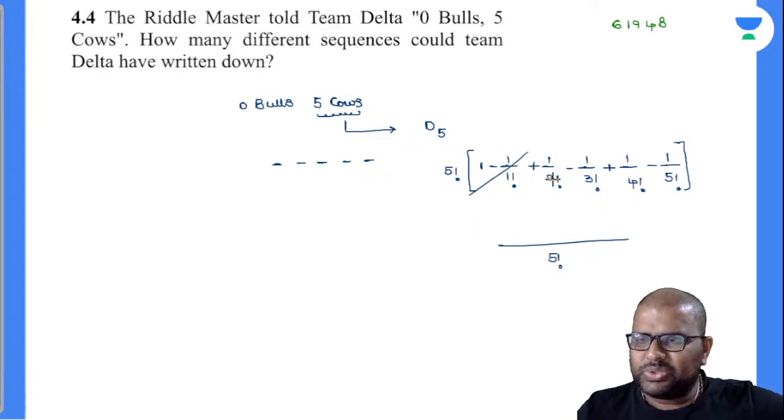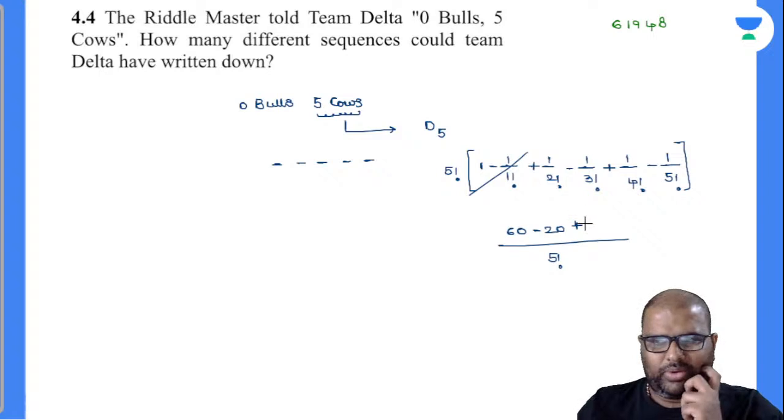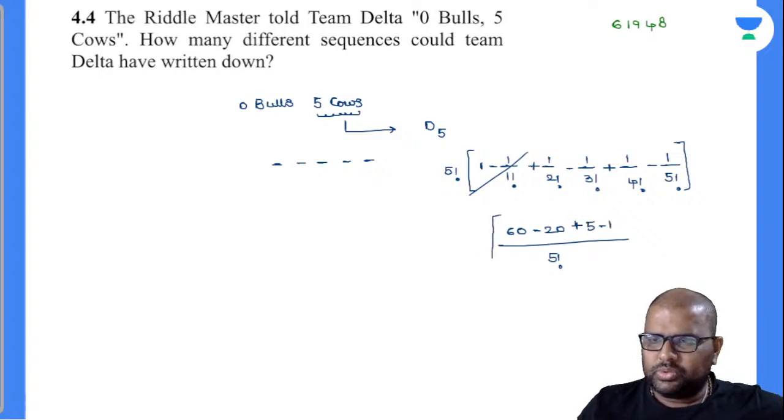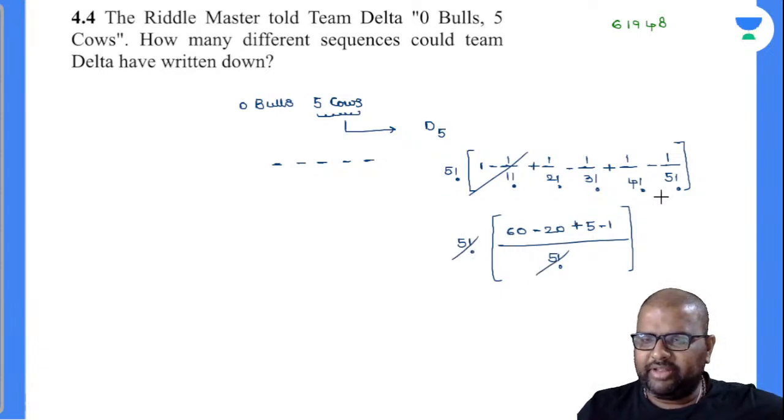Cancel this. So 120 by 2, is it 60? Minus 120 by 6, is it 20? Plus 120 by 24, is it 5? Yes. Minus 1. So in brackets, it will be 5 factorial here. 5 factorial gets cancelled. 60 minus 20 is 40, plus 5 is 45, minus 1. So your answer will be 44.